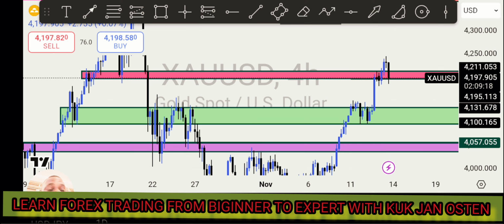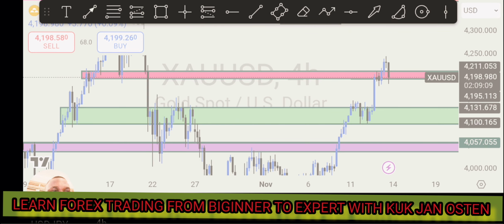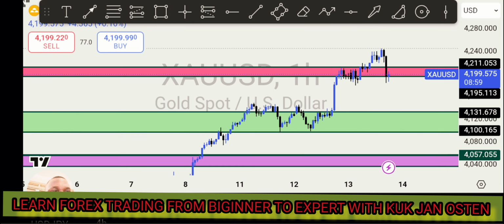So what are we going to see in the 4-hour time frame? The market is in a bullish momentum. So we are going straight to the 1-hour time frame. Remember, we have already marked our zones, and they are appearing in all the time frames.